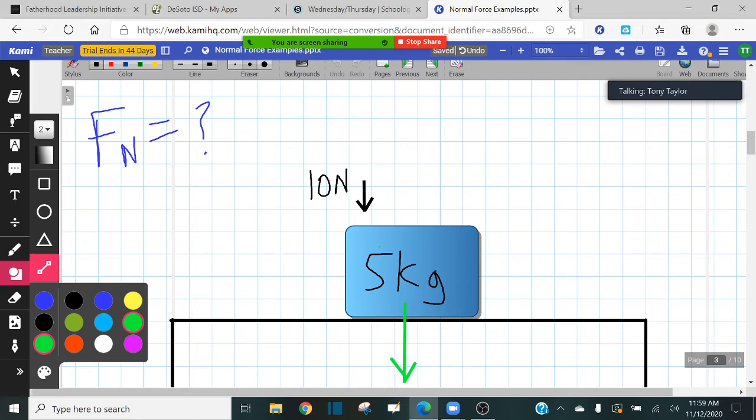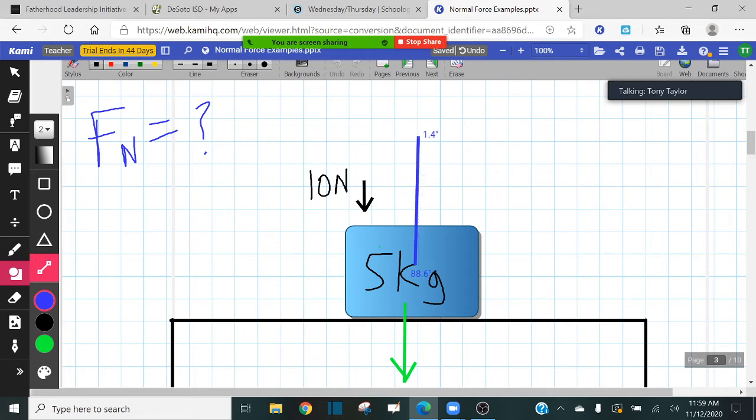And gravity always points straight downward. And of course, there's the normal force. There's the normal force from this surface here pushing up on this block. So there's the normal force. Okay.